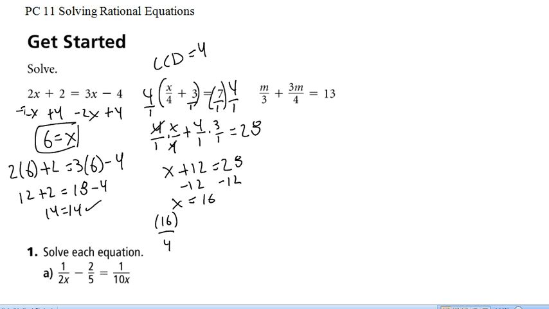16 over 4 plus 3 equals 7. Of course, 16 over 4 is just 4, so 4 plus 3 equals 7. Correct. And let's just draw a line down there to separate things off.